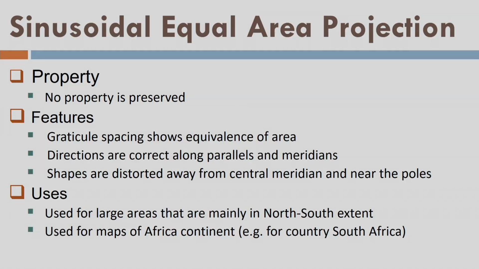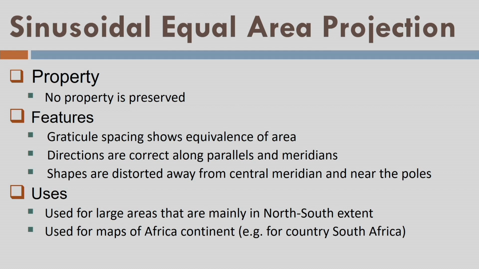Directions are correct along parallels and meridians. As you can see, shapes are distorted away from the central meridian and near the poles. So this kind of projection system is not used for the polar regions. Then what are the uses? Used for large areas that are mainly in the north-south extent, but not in the polar region. Fine. Used for maps of the African continent, e.g. for South Africa.